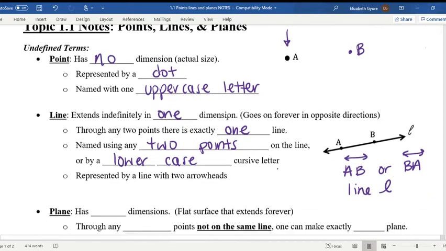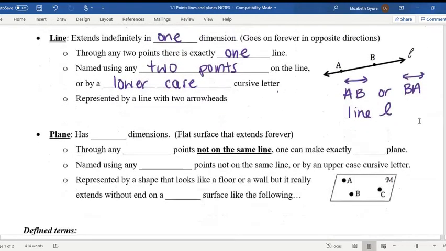All right, then our last undefined term is a plane. A plane has 2 dimensions. And when you think of a plane, think of a flat surface that extends forever, right? Like any flat surface, a piece of paper, a floor, a wall, but you have to pretend like it never ends, right? So it extends all the way up, all the way to the side. Okay, so that's 2 dimensions.